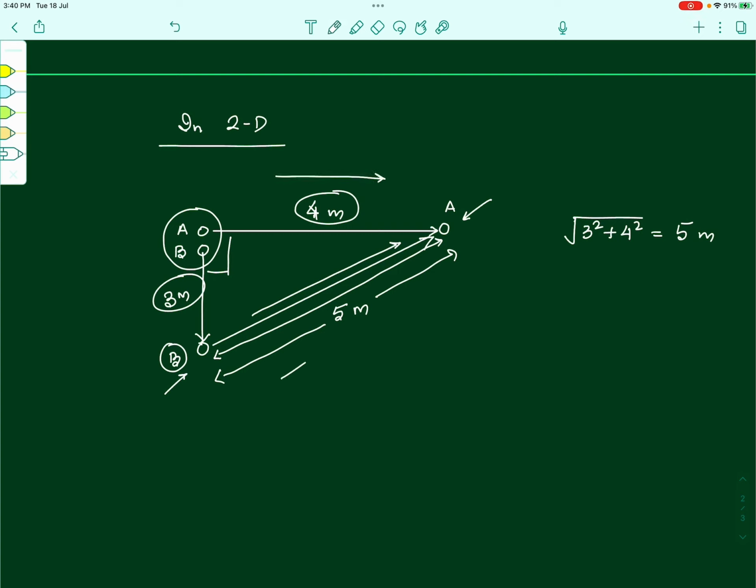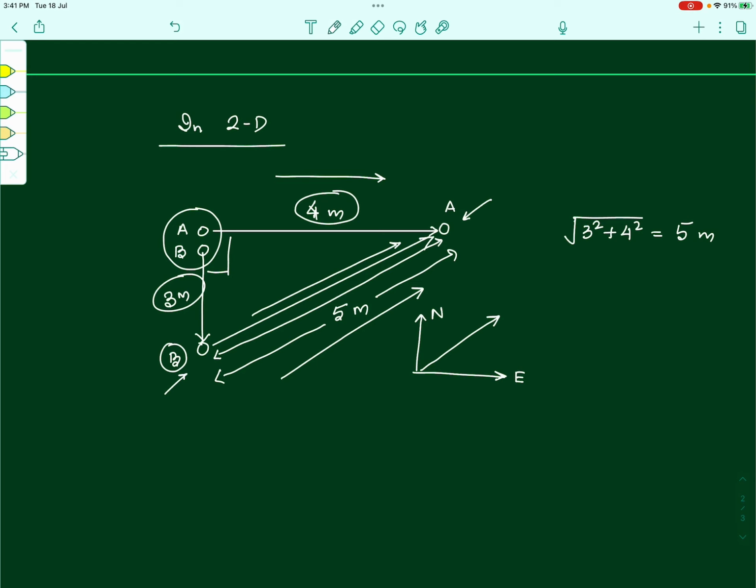A has actually moved in this direction, which, if we consider the rightward direction as the eastward direction and the upward direction as the northward direction, means that according to B, A has moved in the northeast direction. So as seen by B, A has not just moved a different distance, it has also moved in a different direction, right? In that sense, relative motion gives us an entirely new picture of how a body moves.